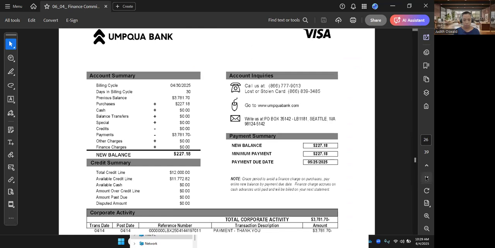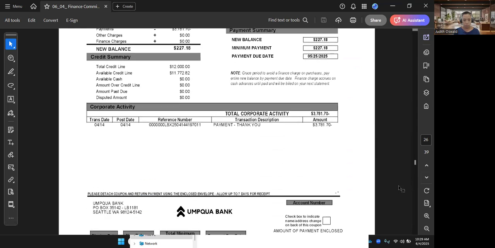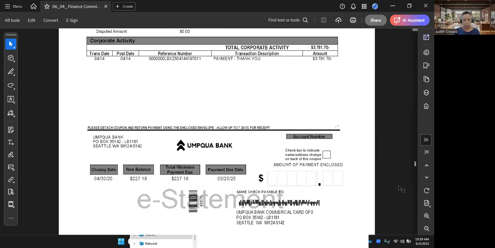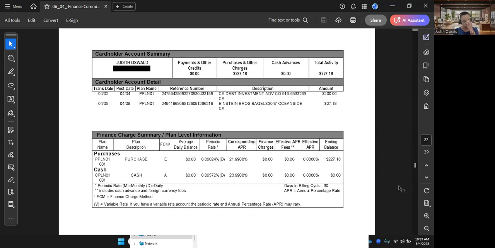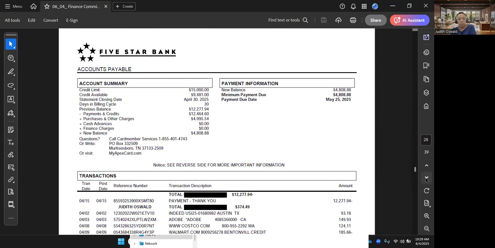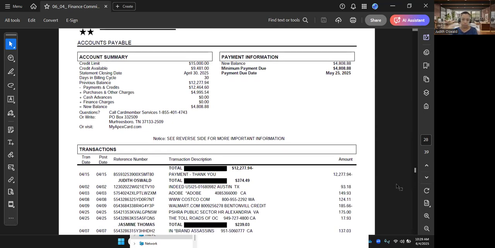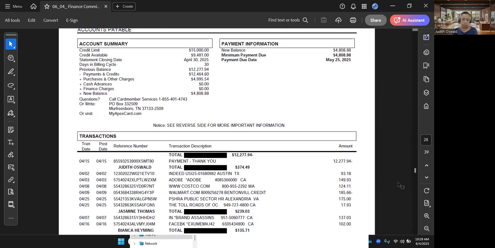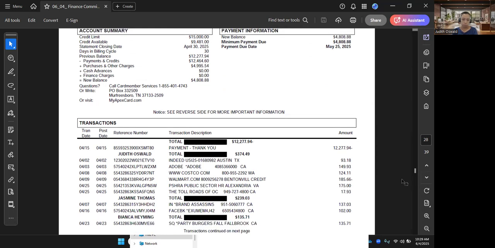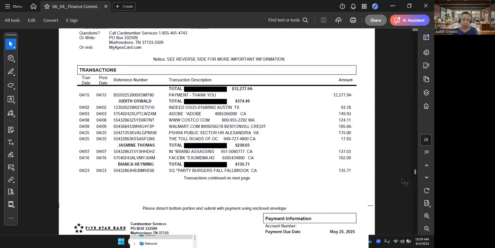All right. So report 8 is the credit cards. You'll see that we still have Umpqua on there, and we use that as backup when necessary. And then we have a couple of things that roll over onto that card, but the majority of fees and charges go to our 5-star account. And so those are all, again, pretty standard.